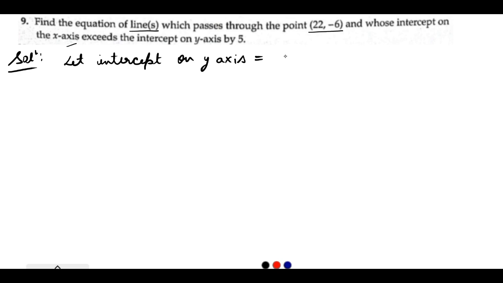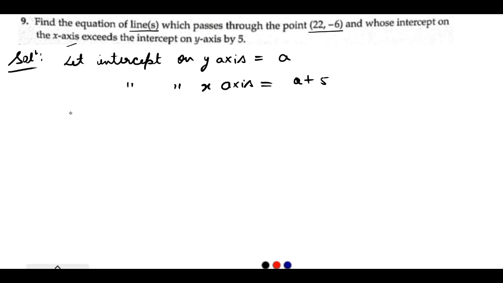Question number 9. Find the equation of lines which pass through the point (22, -6) and whose intercept on x-axis exceeds the intercept on y-axis by 5. Let intercept on y-axis be a. Then intercept on x-axis will be a plus 5, because x intercept exceeds intercept on y-axis by 5.